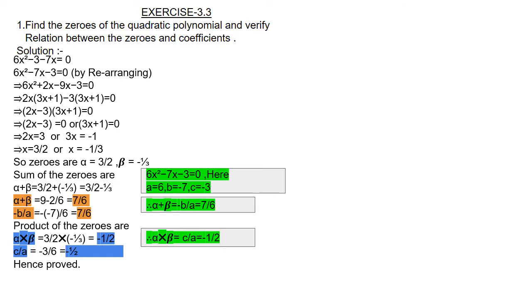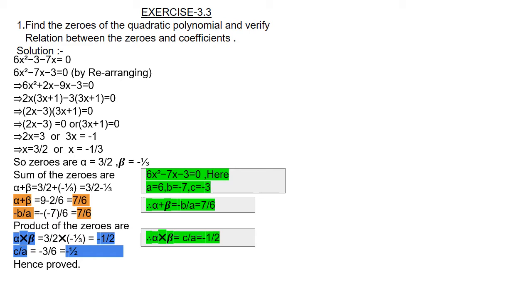Now let us go to exercise 3.3. Find the zeros of a quadratic polynomial and verify the relation between the zeros and coefficients. This is an important problem and important concept here. The given quadratic polynomial is 6x square minus 3 minus 7x. To find the zeros of a quadratic polynomial, we have to equate the polynomial p of x to 0. That's why 6x square minus 3 minus 7x is equal to 0.